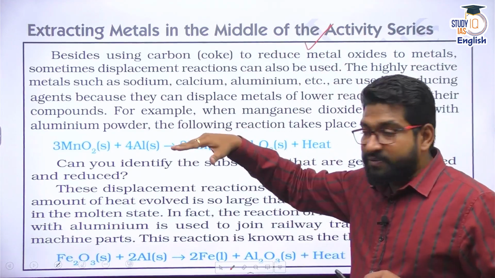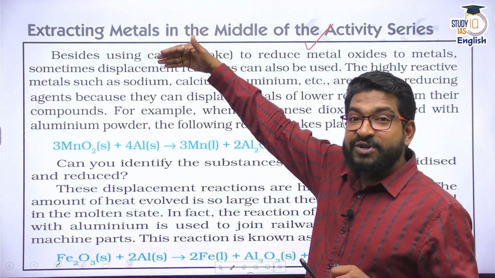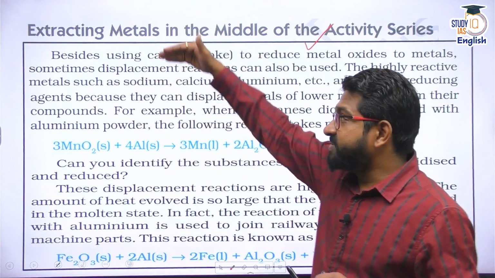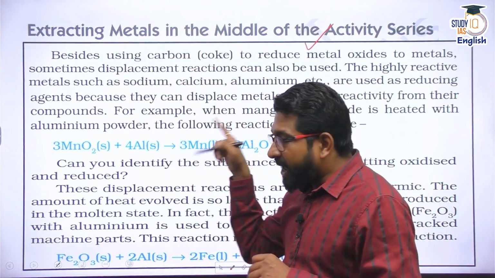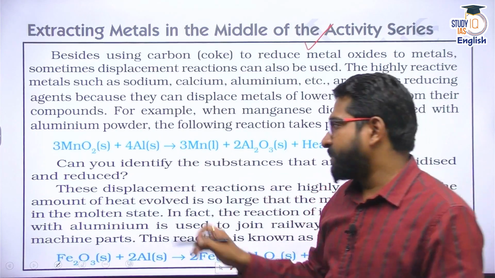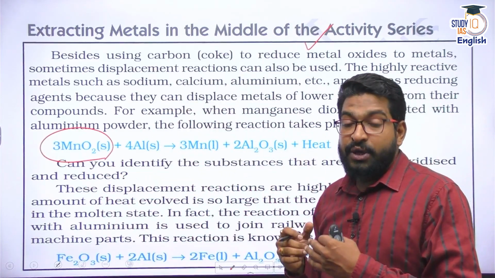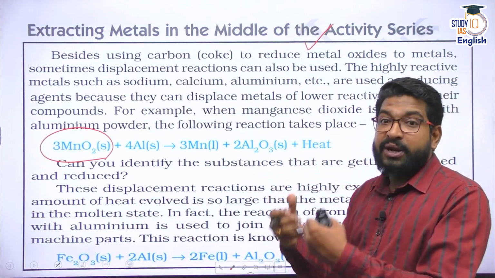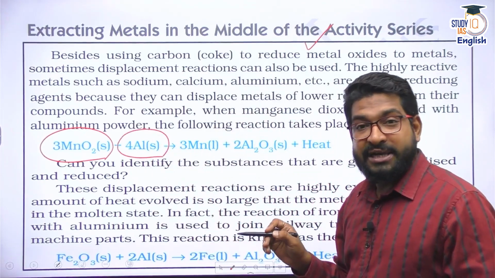Now, if they are in the middle of the series, I want to replace or displace them with the metal which is in upper sequence. I have seen in the reactivity series, whichever is higher, that is going to replace the lower one. So if I want to get, say, the metal manganese from manganese oxide, how can I get it? I can displace, I can replace it with aluminium. I can displace with aluminium.